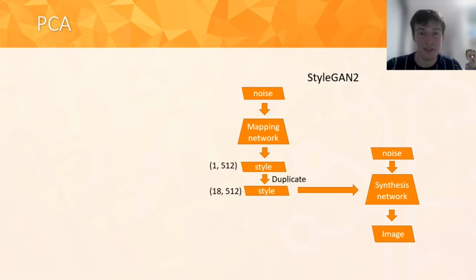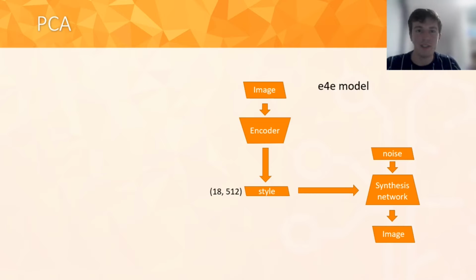Okay, to remind us, StyleGAN2 works with noise. We create a style vector that we duplicate in order to apply it to 18 levels of the synthesis network, which also takes noise and generates an image. And the Encoder for Editing model takes an image and encodes it into a style vector that is directly of shape 18 by 512, and that style is made so that the reconstructed image is almost the same as the original image.